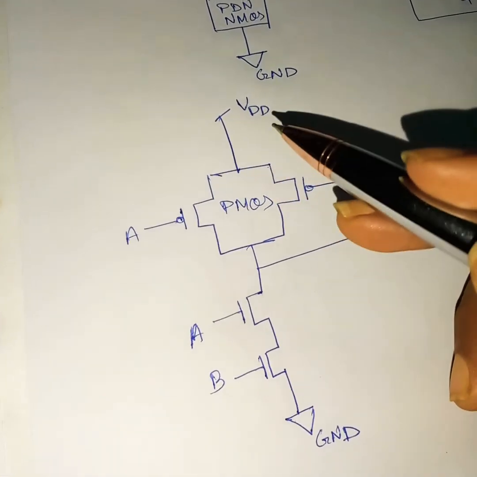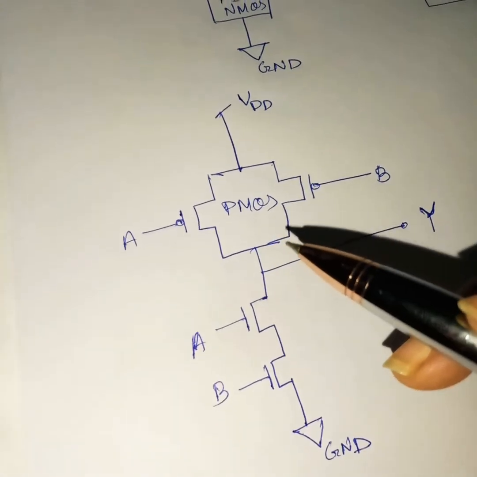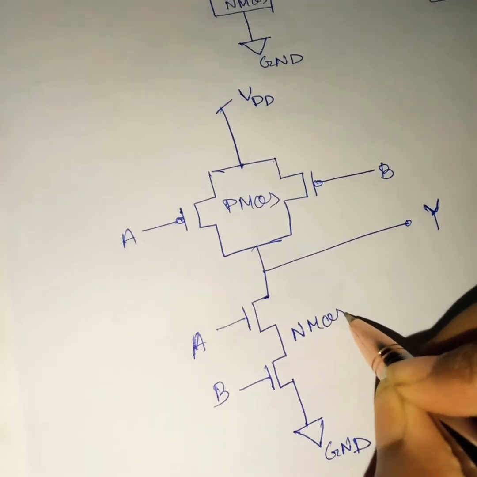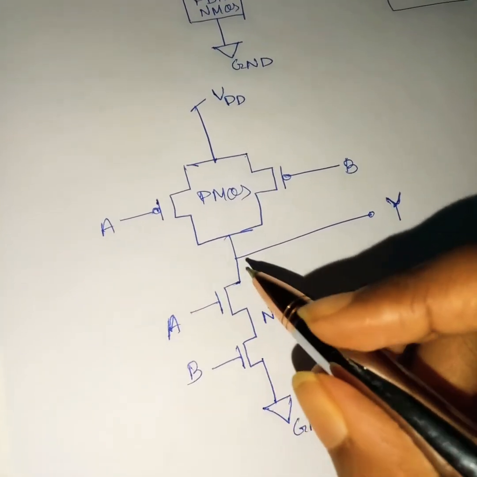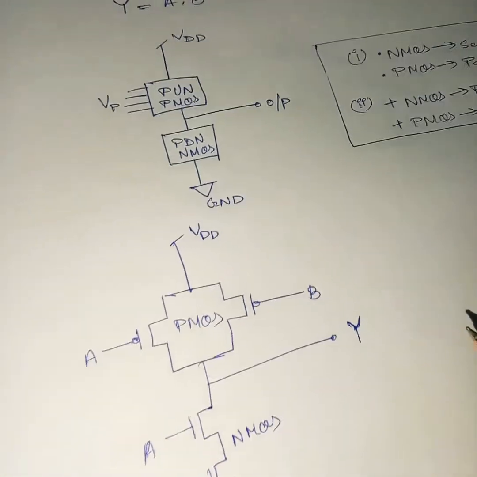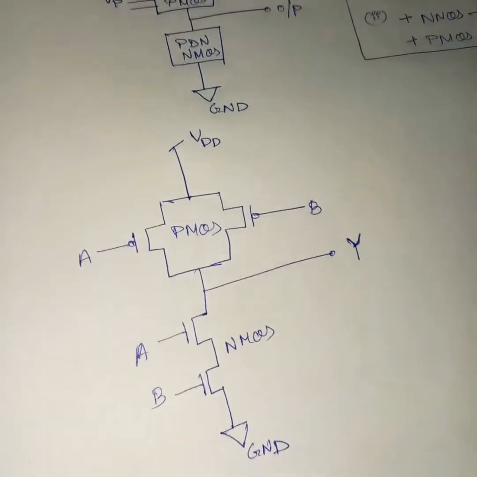So PMOS is connected to VDD, where A and B are connected in parallel, and this is NMOS. NMOS is connected to ground, where A and B are in series, and output is coming out from here in terms of Y. Okay, so this is CMOS NAND gate. See how easy it is.